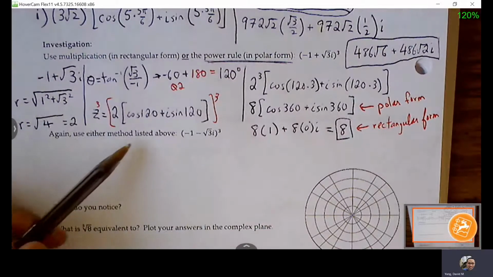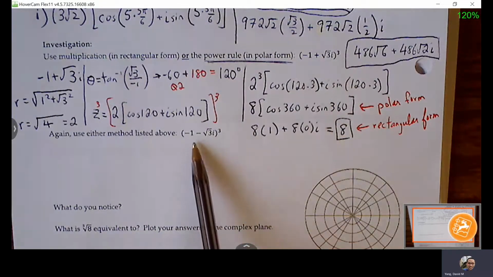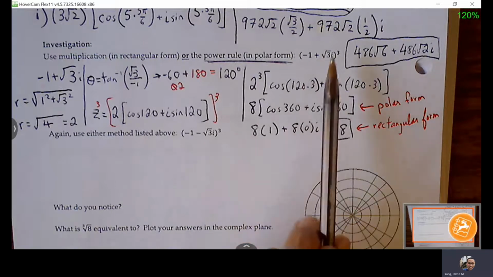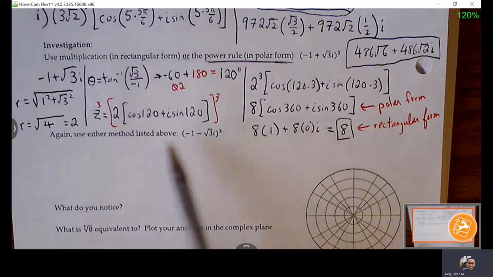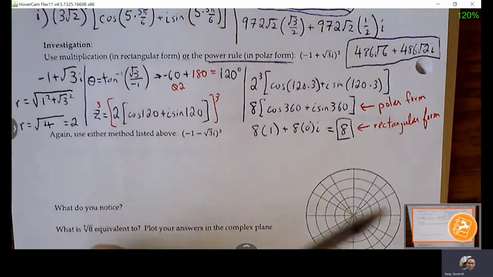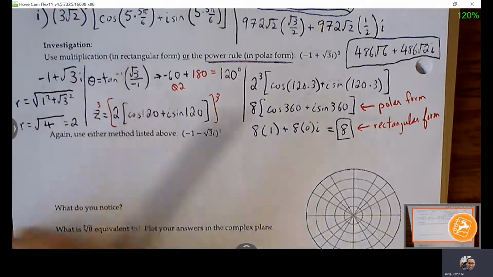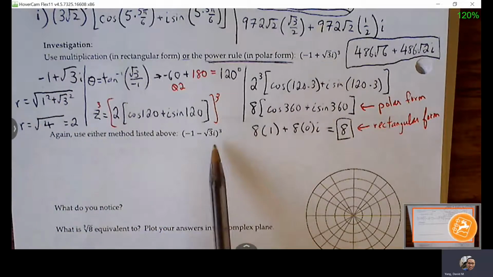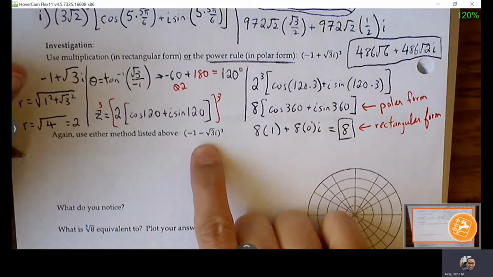Okay, again, use either of the methods above to do the same thing here. So we have -1 minus √3i cubed. So we'll convert this to polar form and raise to the third power. So all this is going to kind of lead into something that we're going to see. Okay, so do very similar steps as above. We're just going to go through the same process. Okay. Your radius will be the same, but your theta will be different.